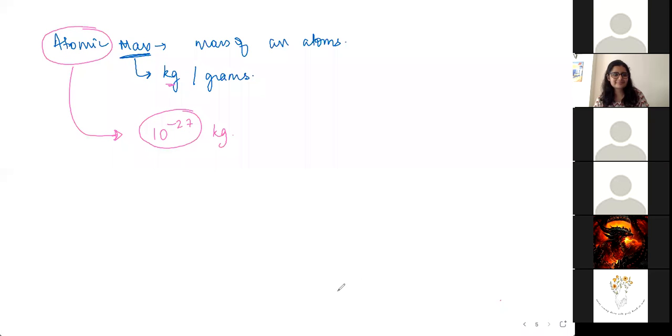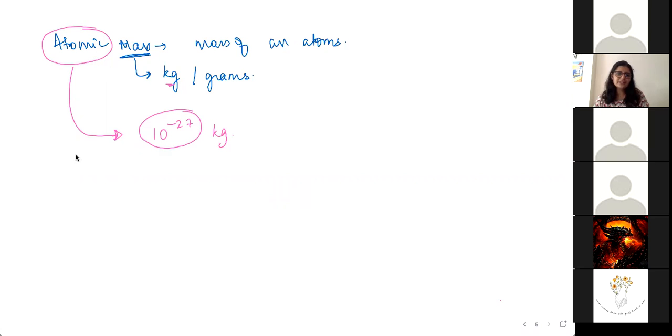Bob, can you repeat? Can you imagine how small 10 raised to the power minus 27 is? No, ma'am, it's way too small. It's way too small, right? And that's going to be really inconvenient. So that is the reason.